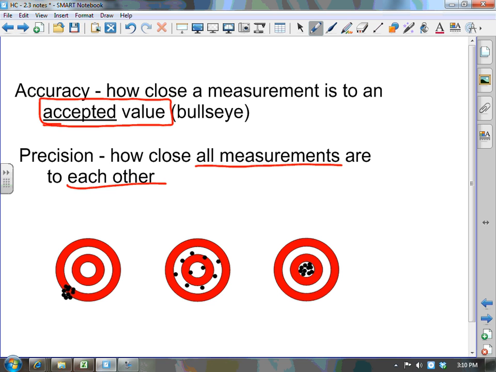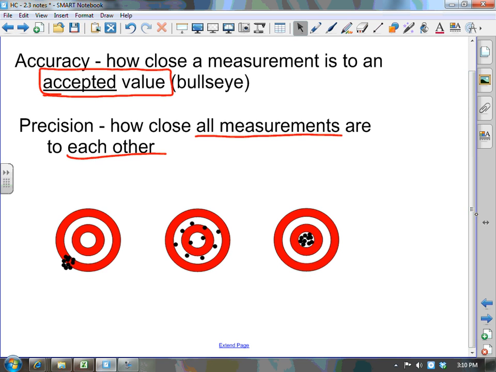Down here at the bottom, it's very simple. We have 3 pictures of sort of different targets. And in the bottom left here, we have a target where all of the points are grouped together, but they are not near the center. So we would say that these have good precision because they are close together, but it is poor accuracy.